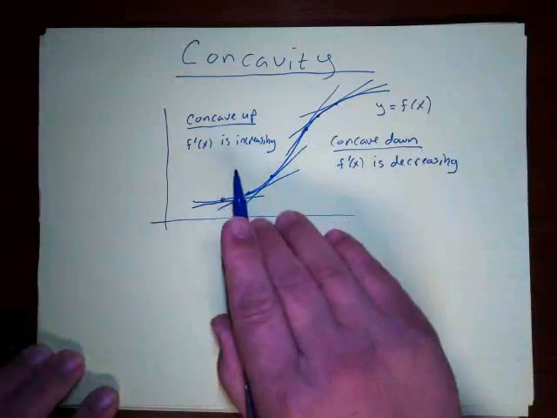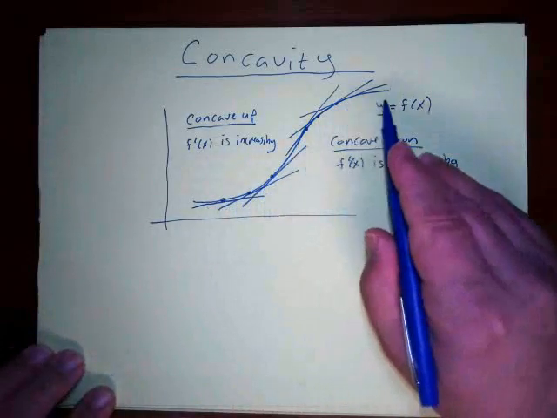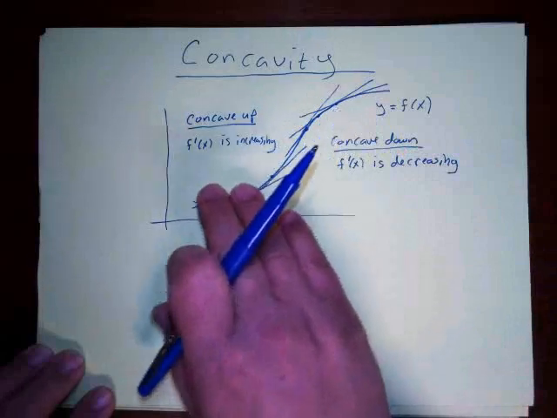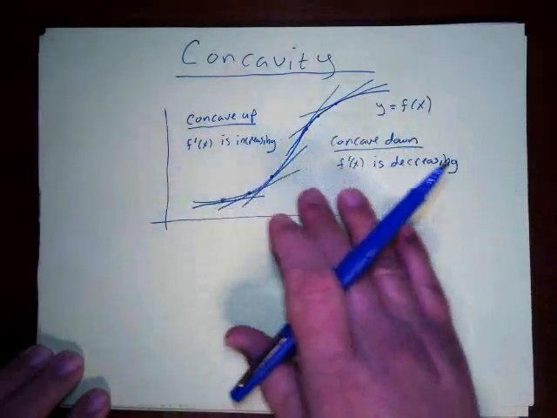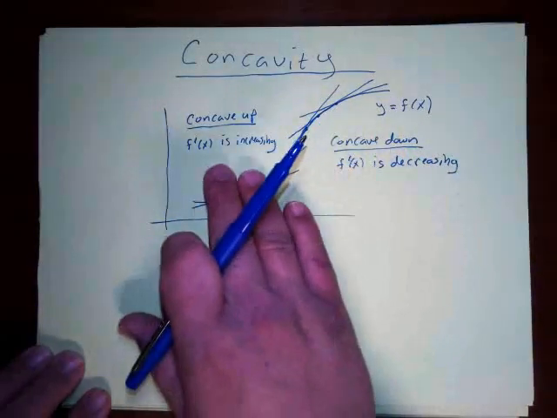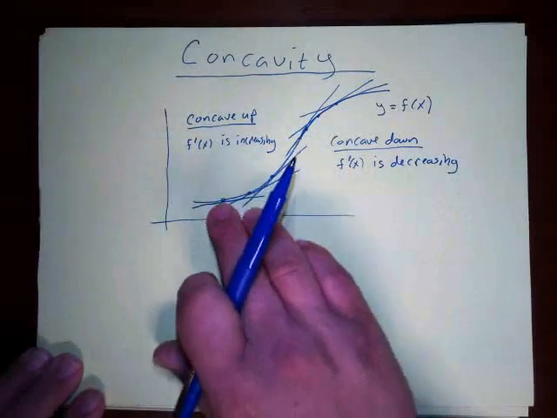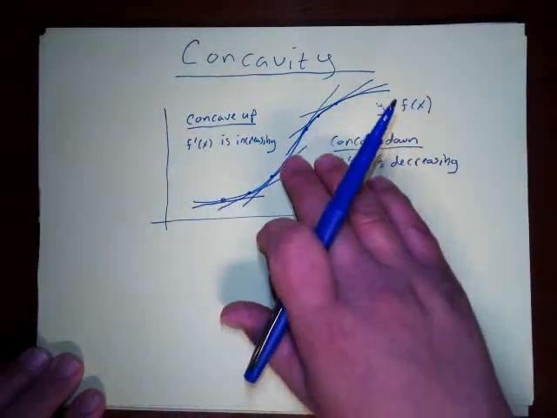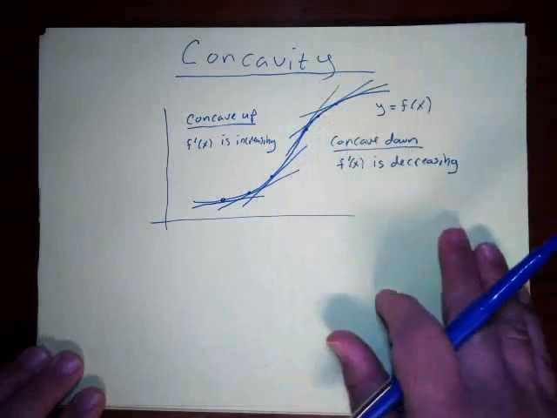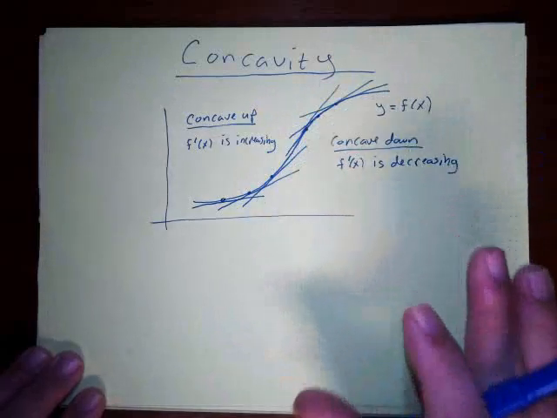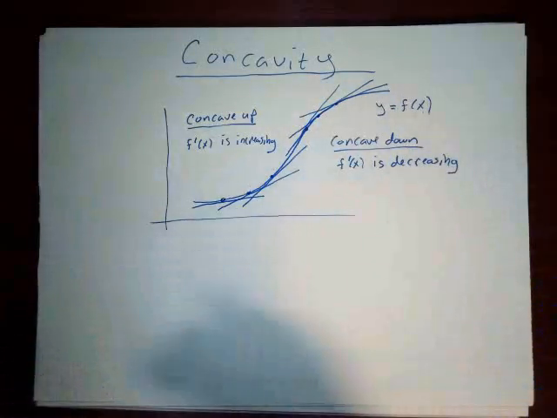Okay, so the concavity is related to whether the first derivative is increasing or decreasing. If the first derivative is increasing, then it's concave up. And if it's decreasing, then it's concave down. So this is why it's related to the second derivative.